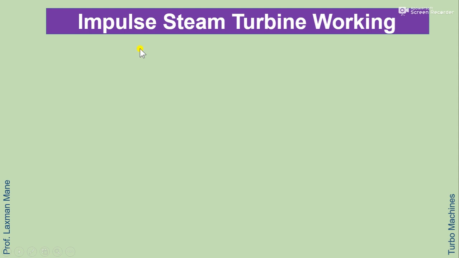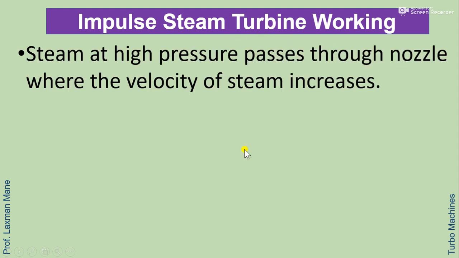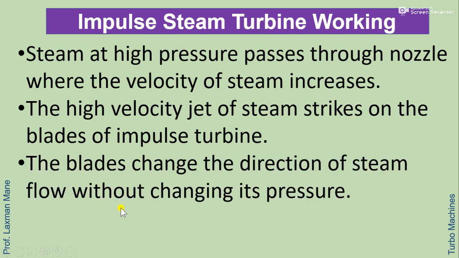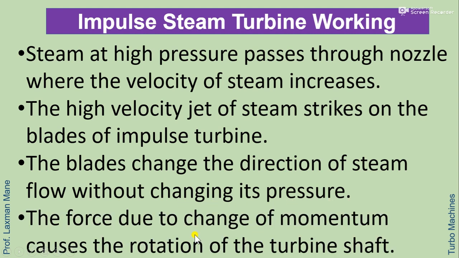Now we will discuss about impulse steam turbine working. In impulse steam turbine, steam at high pressure passes through nozzle where the velocity of steam increases, means kinetic energy of steam is increasing. The high velocity jet of steam strikes on the blades of impulse turbine. The blades change the direction of steam flow without changing its pressure. So the force due to change of momentum causes the rotation of the turbine shaft, means here mechanical energy is developed.